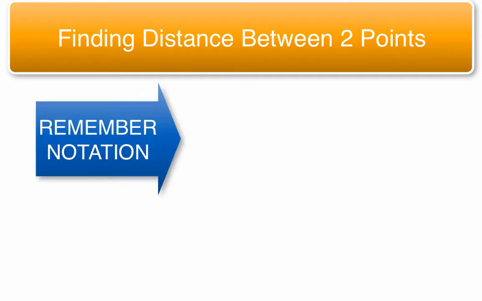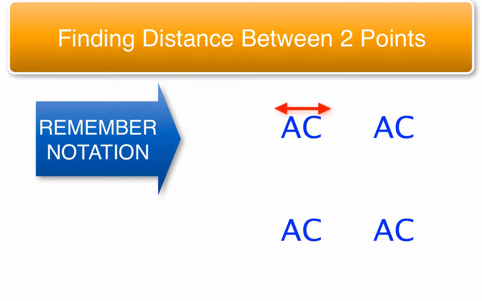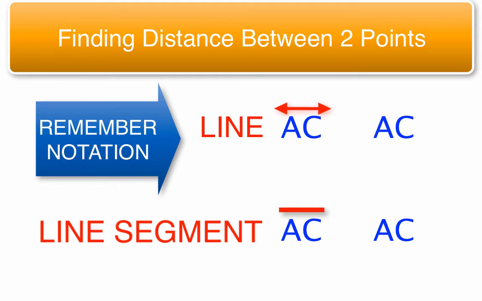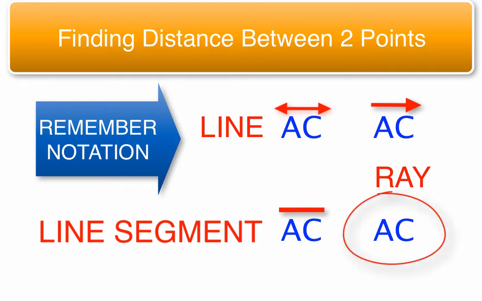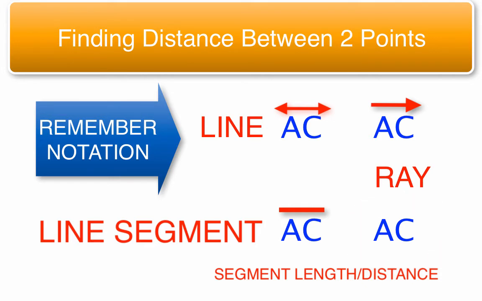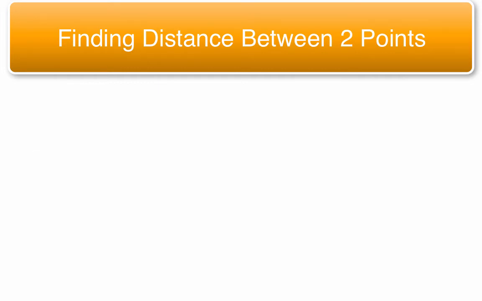Now is a good time to remind you of the differences in notation. Using only 2 letters, A and C, can mean different things. Remember, a line with 2 arrows over the top refers to line AC. A bar with no arrows means line segment AC, and a line with 1 arrow means ray AC. If you ever see 2 points together with no markings above them, that is referring to the length of the line segment AC, or simply the distance from point A to C. I know it's a lot to remember, but the devil is in the details here.